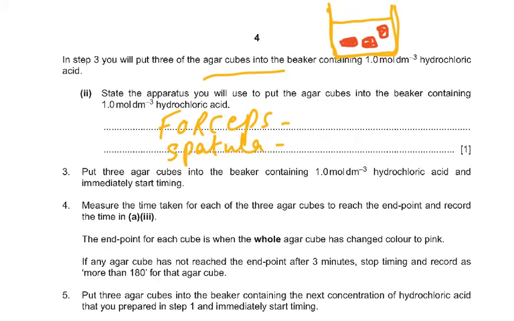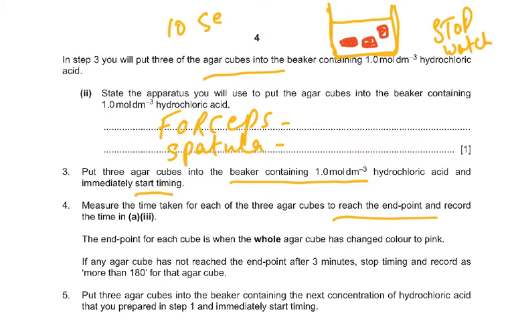Then number 3, put 3 agar cubes into the beaker containing 1 mole and immediately start timing. So you put them in and you start the stopwatch. Measure the time taken for each of the 3 cubes to reach the end point. So maybe, I'm just making this up, one took 10 seconds, then the other took 12 seconds, and the other took, say, 12 seconds again. So your stopwatch is going to stop at 34 seconds.